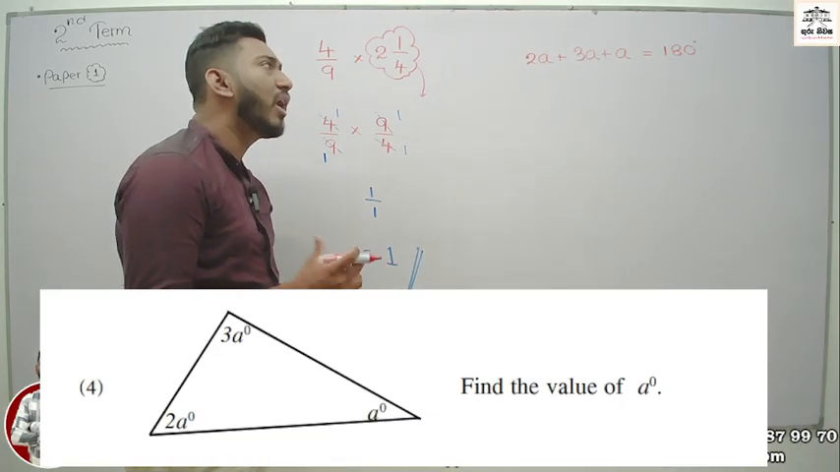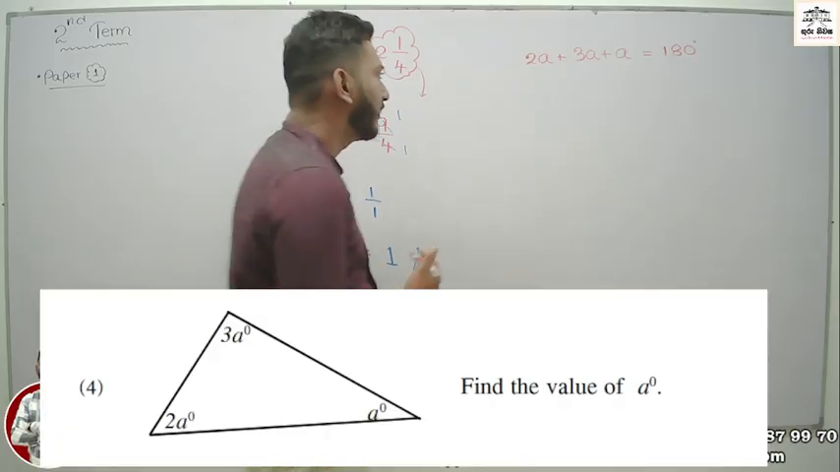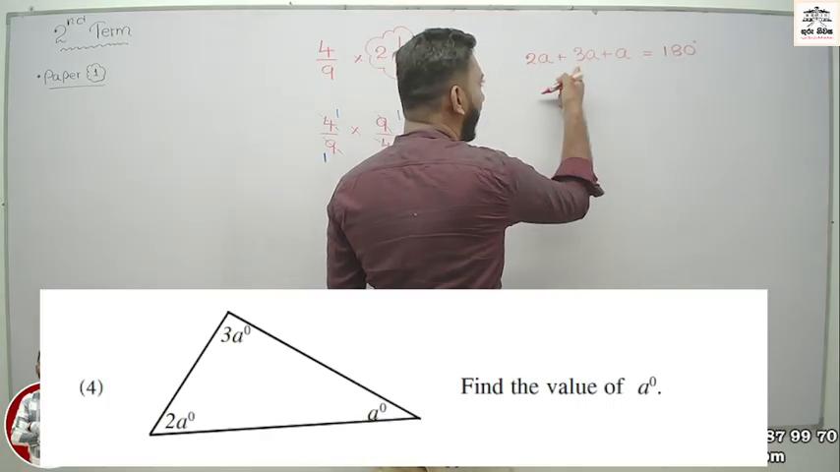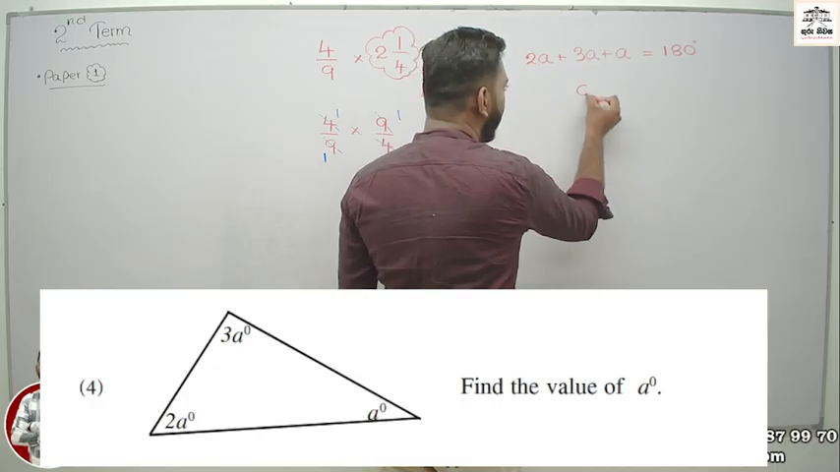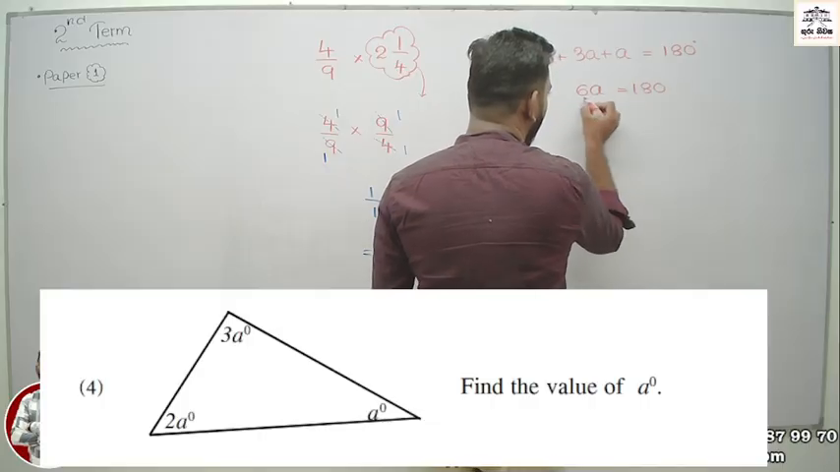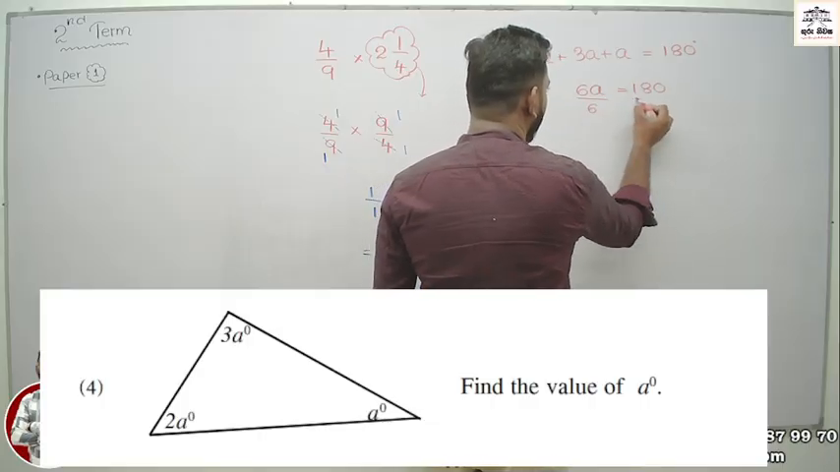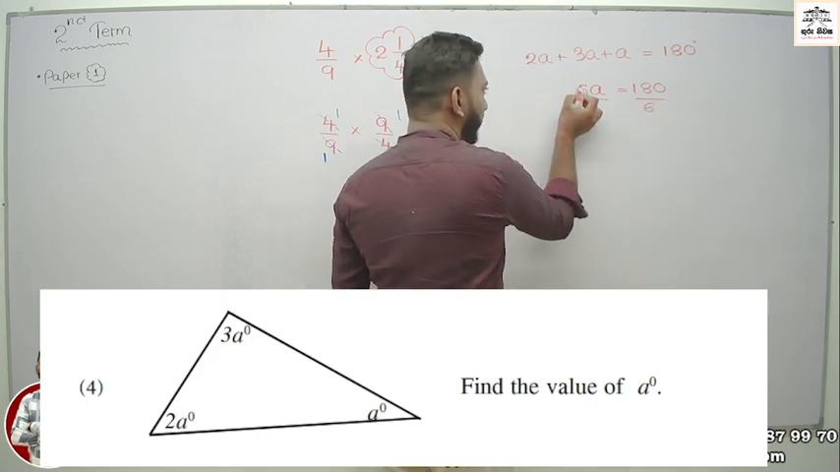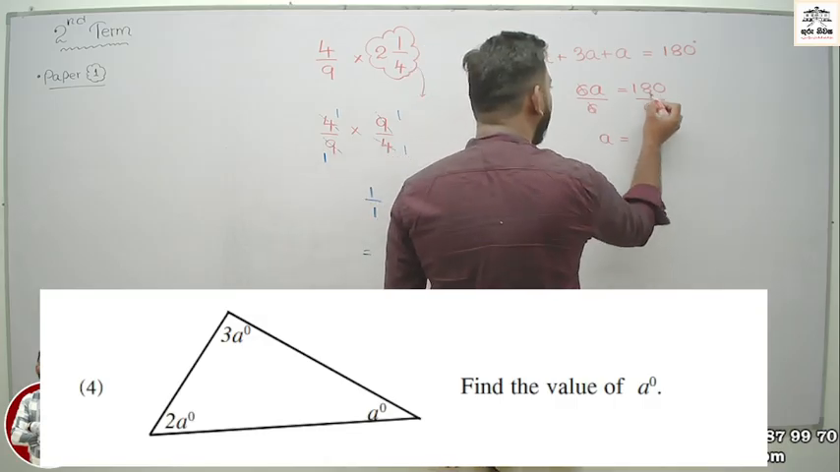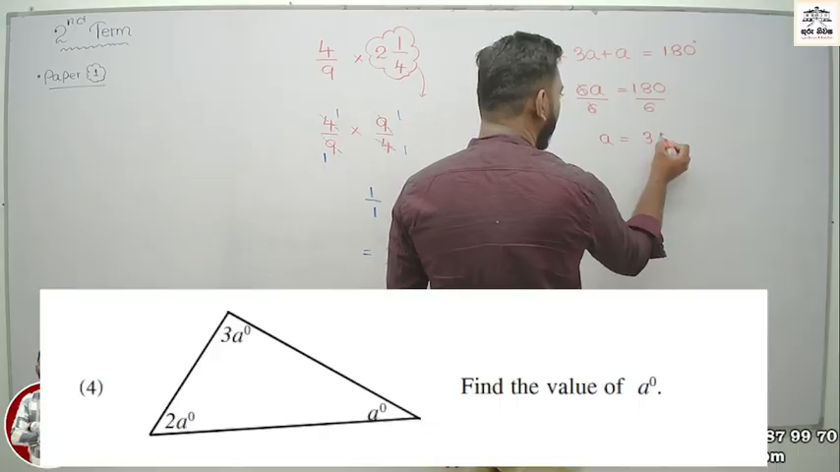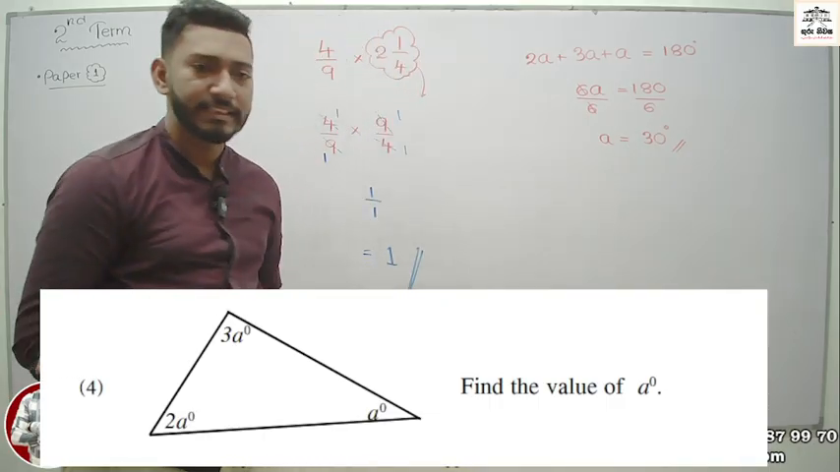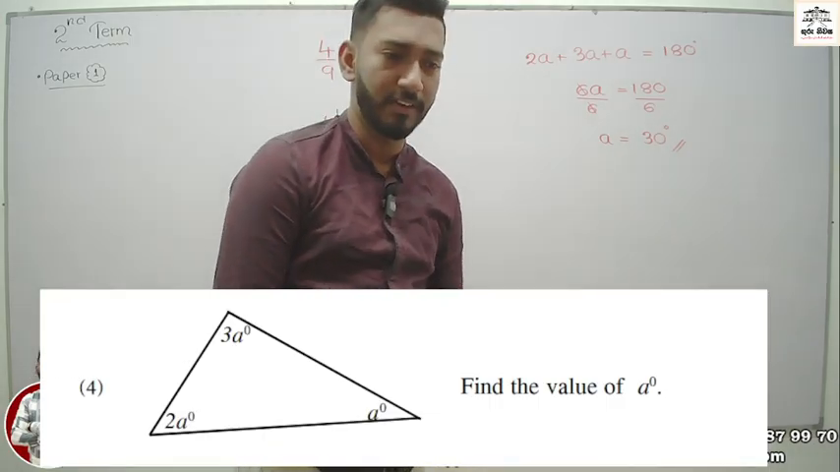And we know how to simplify algebraic expressions. 2a, 3a, and 1a. 2 and 3 is 5. 5 and 1 should be 6a, which equals 180. Now how to find the answer for a? You need to divide by 6. Now 6 and 6 eliminate. Finally, a becomes 18 divided by 6 is 3, put the 0 and put the degrees mark. Now a becomes 30 degrees.